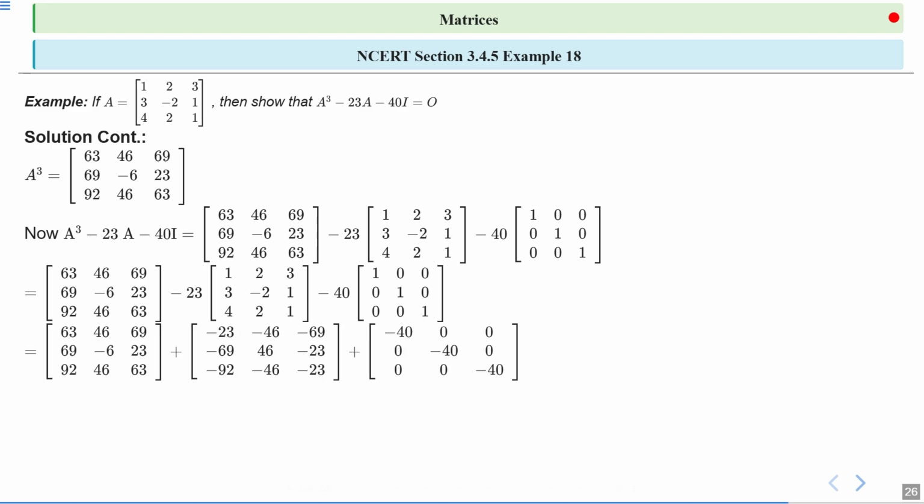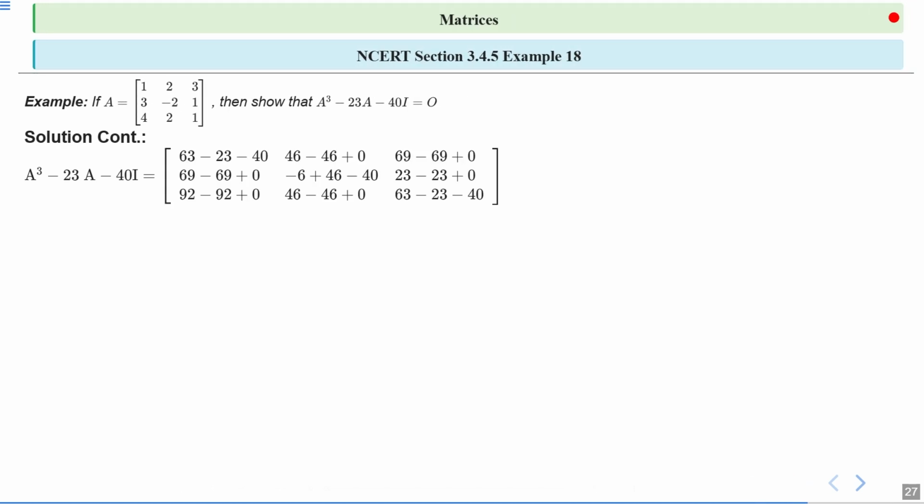So it will be equal to [63 46 69; 69 -6 23; 92 46 63] plus [-23 -46 -69; -69 46 -23; -92 -46 -23] plus [-40 0 0; 0 -40 0; 0 0 -40]. Okay, clear? Hope it's clear to all till here.